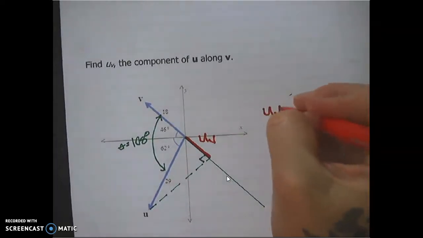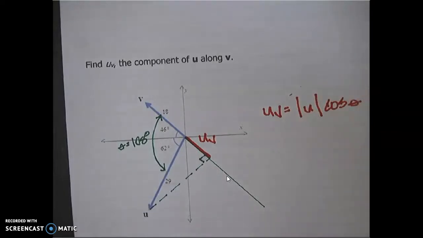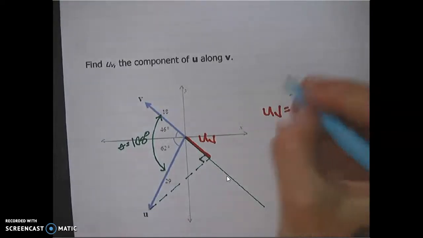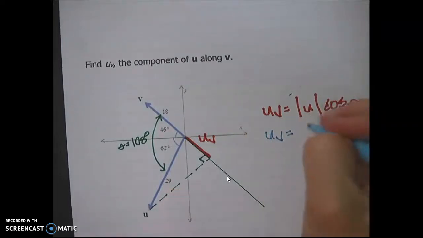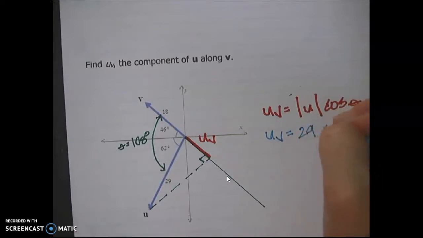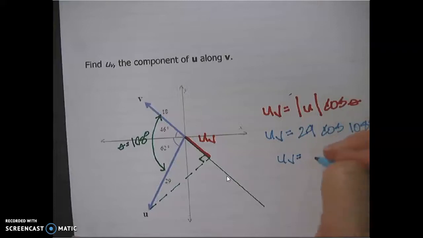And so for here, let's use that formula. So the magnitude of u cosine theta. So u sub v, the magnitude of u here is 29, cosine 108 degrees. Now, I do want to put this in my calculator, and you can do it too, because I'm going to get a negative number.